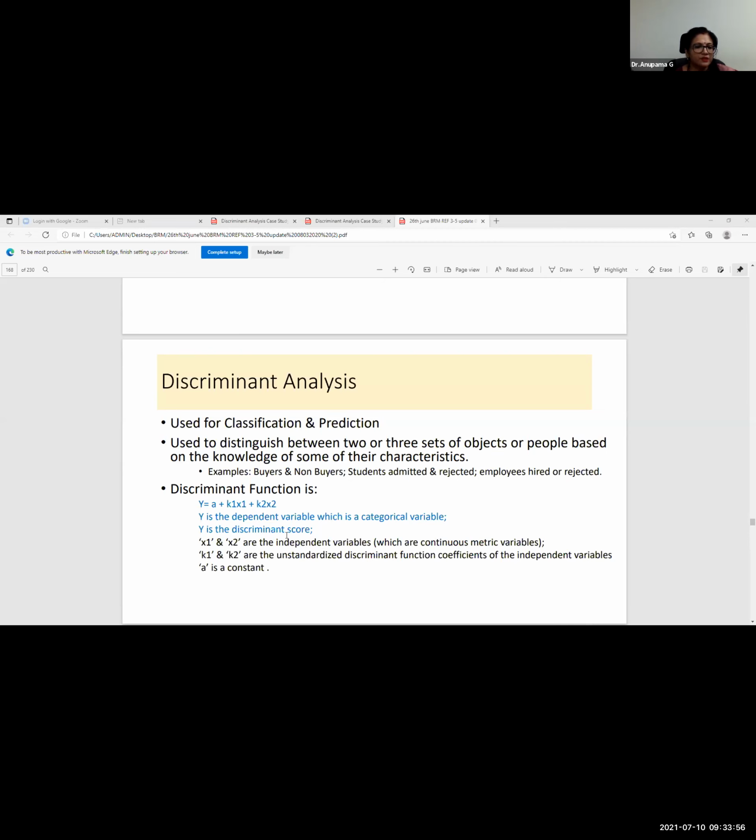What you see on the screen is the discriminant function, like the regression equation wherein we predict. It is in the form of y is equal to a plus k1 x1 plus k2 x2 and so on. Y is the dependent variable, which is a categorical variable, like I was telling you. Y is the discriminant score. The dependent variable will be in score, based on which you'll categorize the objects into 2 categories. X1 and X2 are the independent variables, which are continuous metric variables, right?